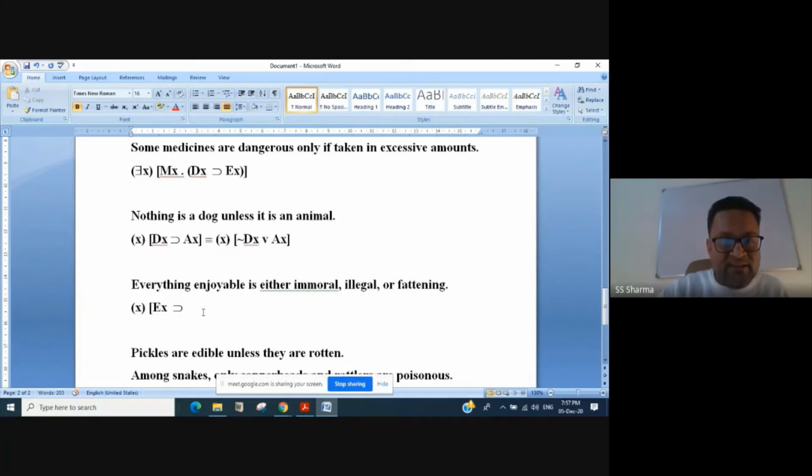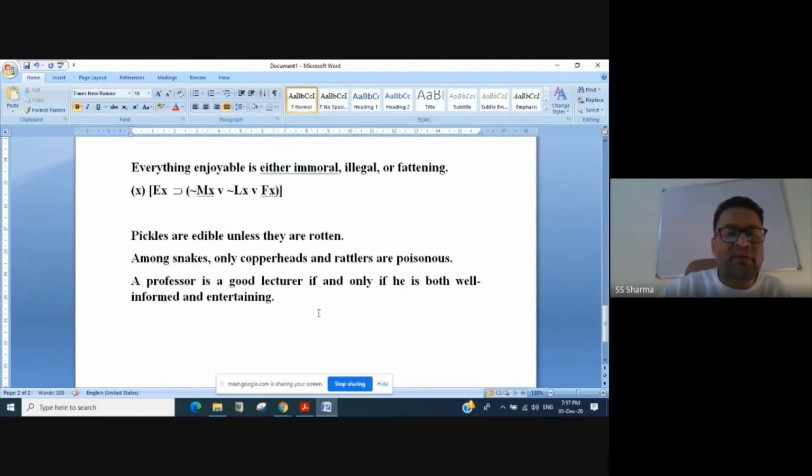Now immoral is negation of moral, right? So this is the thing which we should understand. Then wedge, illegal, it is negation of Lx, that is legal, and or say or fattening. So here there is no negation, so we will put this bracket over here and the last bracket over here. So this is going to be the symbolization. Everything enjoyable is either immoral, you can say not moral, not legal, or fattening. So this is the way you should pick up these things.